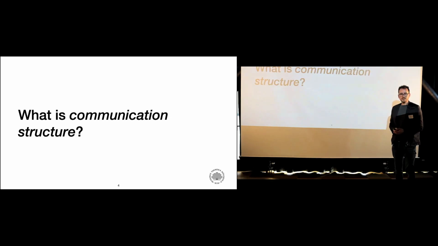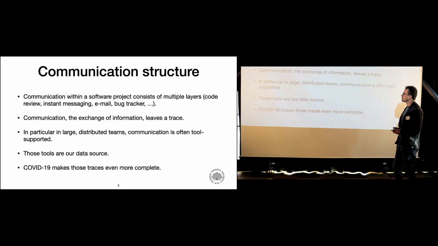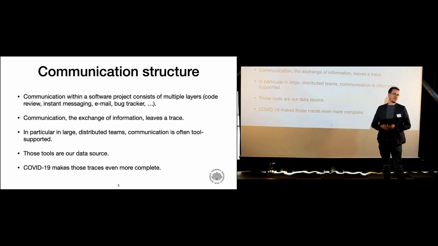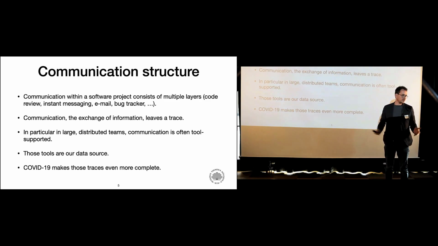So what is a communication structure then? Communication within software projects usually consists of multiple layers. So you have different kinds of communication media in your teams, in your company. You have Slack, you have email, you have regular meetings, you have workshops, you have code review, you have pull requests, you have bug tracker, what have you, right? Those are stacked on top of each other, and you get a communication structure of the company.